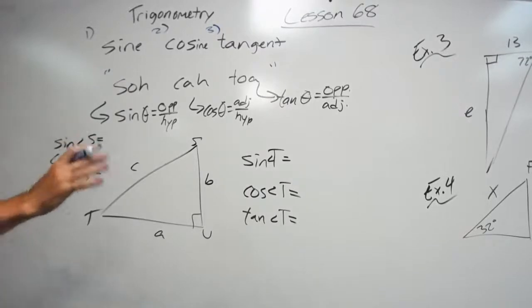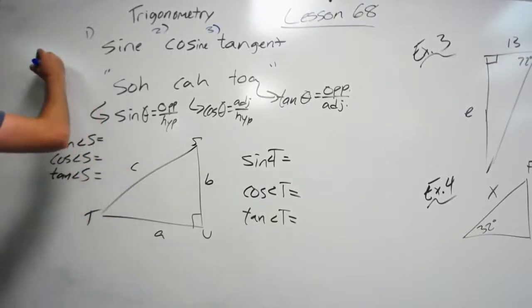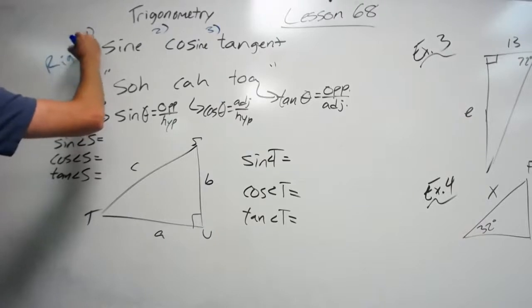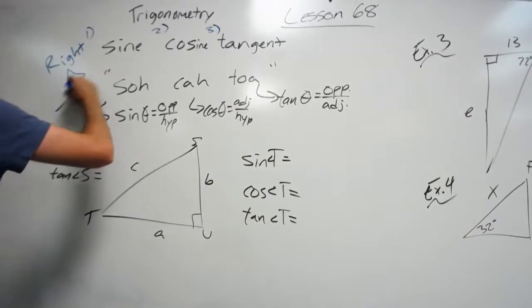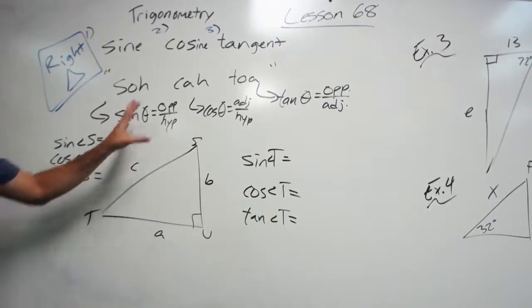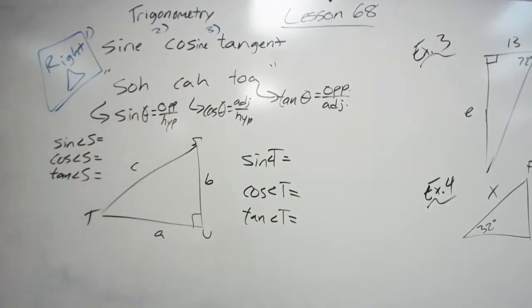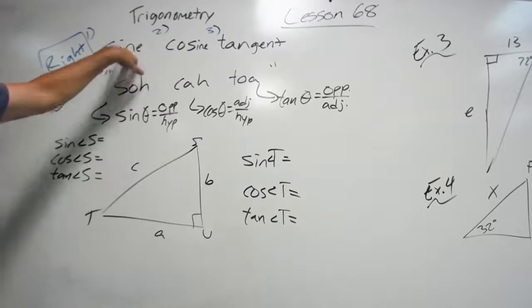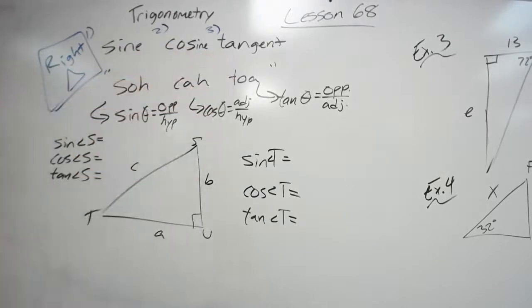So first of all, we've got to know that we're talking about right triangles. This is what all of this refers to. If it's acute or obtuse, this stuff would not work. This is only for right triangles. We have sine, cosine, and tangent. Those are our three functions.